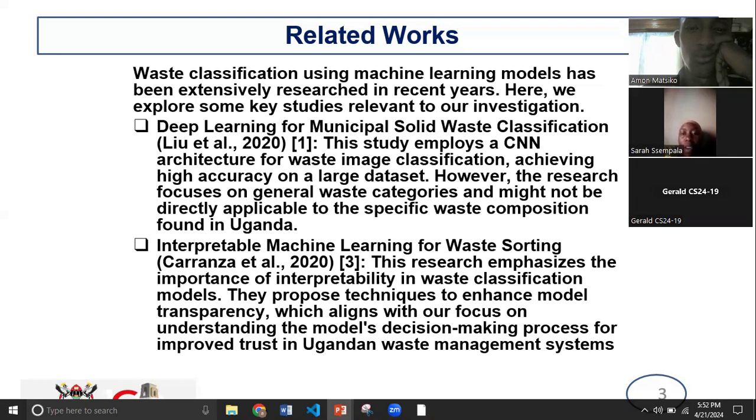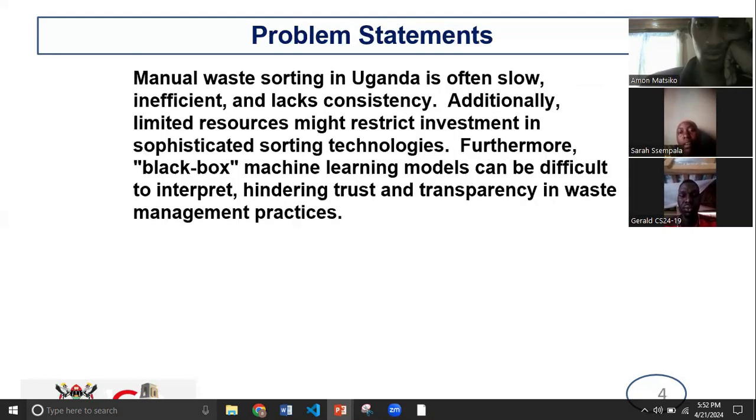The other one is interpretable machine learning for waste sorting, also from 2020. This research emphasizes the importance of interpretability in waste classification models. They propose enhanced model transparency, which aligns with our focus on understanding the model's decision-making processes for improved trust in Ugandan waste sorting systems.